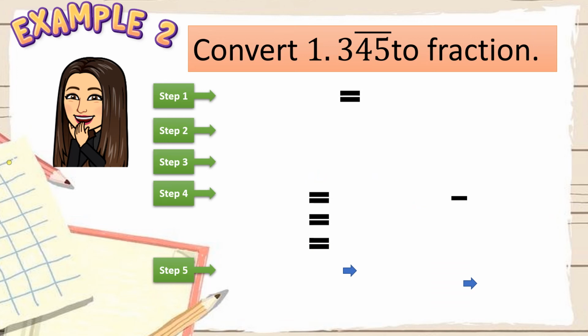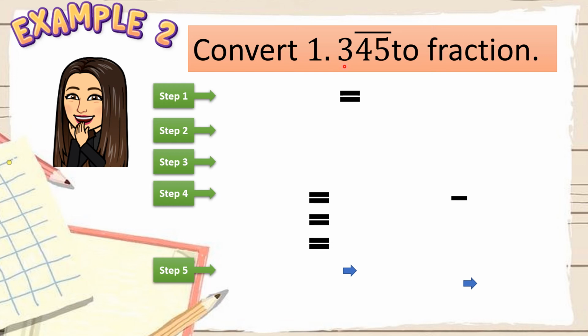Okay, so let's have this example number 2. This time, we will convert 1.345 into a fraction. So kung mapapansin ninyo, ang ating bar po ay nandito lang sa tapat ni 4 and 5. So that clearly means that only digits 4 and 5 lang po yung naulit. Hindi po kasama si 3.